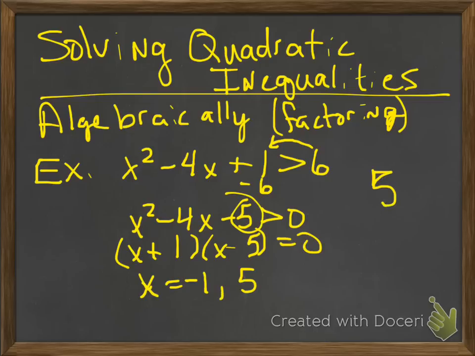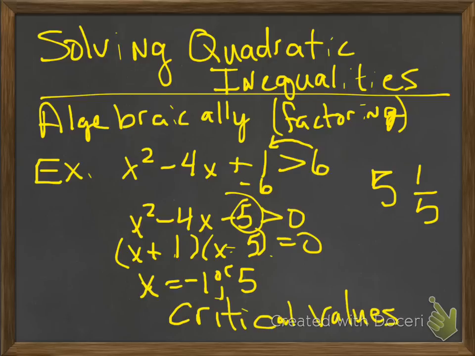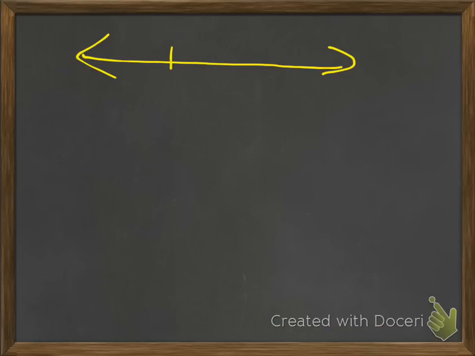Those are critical values. The critical values mean that I'm going to test, because I'm not done. I've solved, but I need to find out what values for x, depending on the negative 1 and 5, would give me answers greater than 6 if I put them into the original question. So I draw a number line. I'm going to graph my negative 1 and 5 critical values, and because it was greater than, I'm going to have open dots, and I need to test a point.